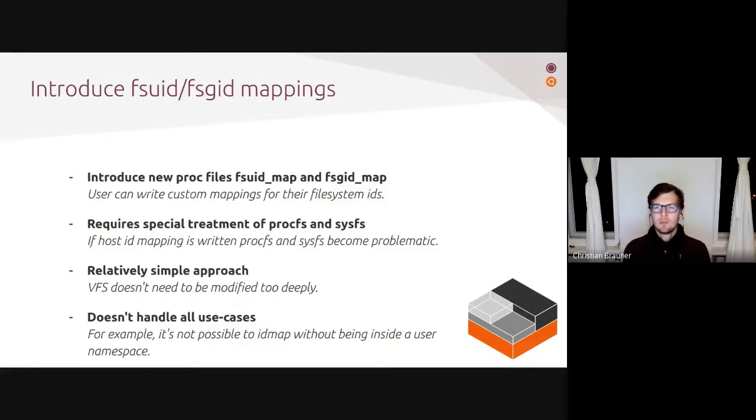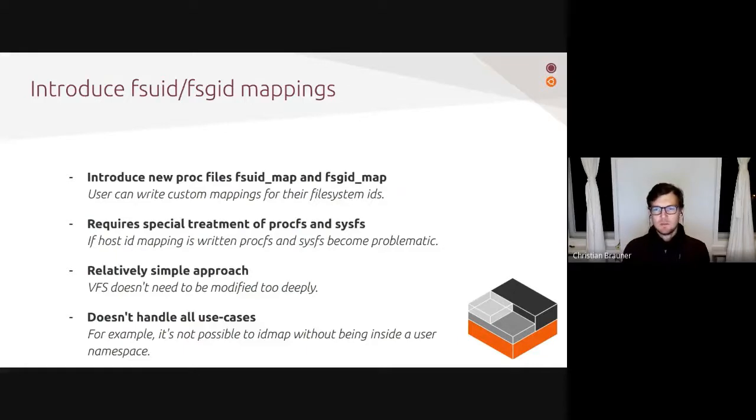There are problems with this approach and advantages. One glaring problem is that it requires special treatment of procfs and sysfs. So for example, if you were to write an identical mapping to the initial user namespace, then you could, inside of a user namespace, access and change all procfs and sysfs files potentially, or get access to procfs and sysfs files that you shouldn't otherwise have access to, which is obviously not great.